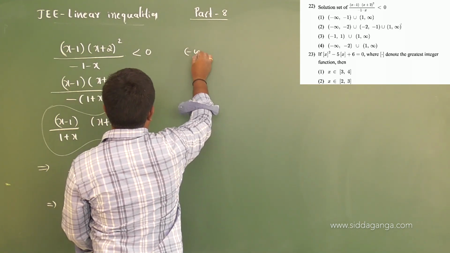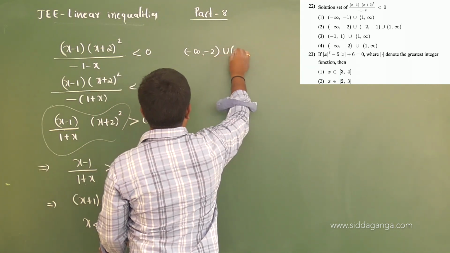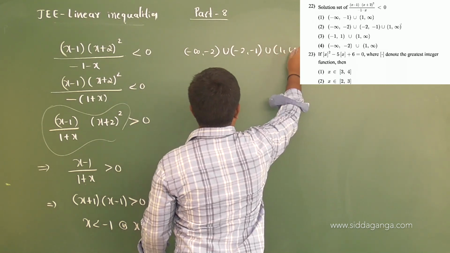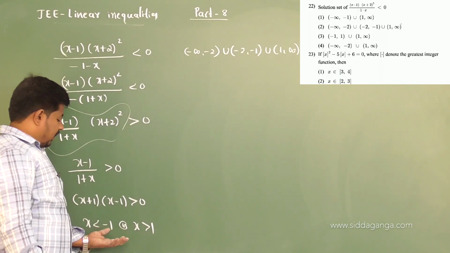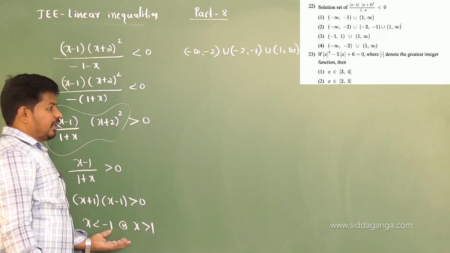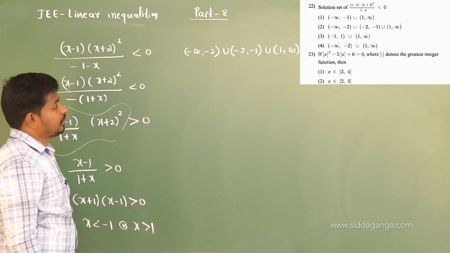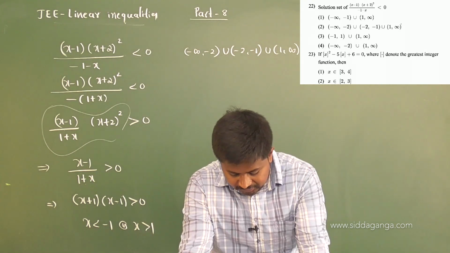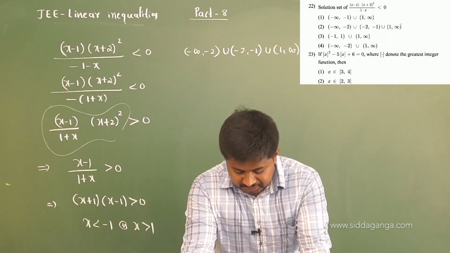So minus infinity to minus 2, not including minus 2, union minus 2 to minus 1, union 1 to infinity. This is your solution set. So here I have neglected the number minus 2, that's it. So your option is second. That is minus infinity to minus 2 union minus 2 to minus 1 union 1 to infinity. So second is the correct one.